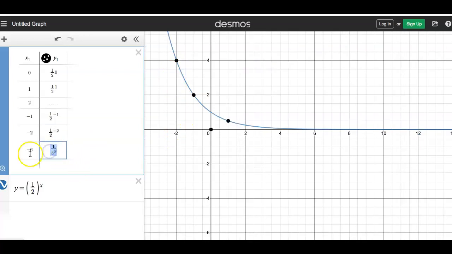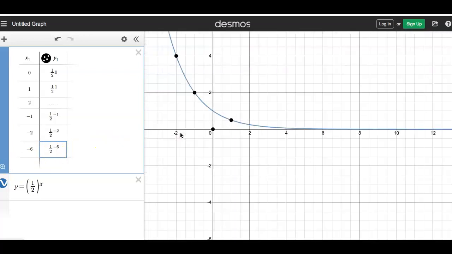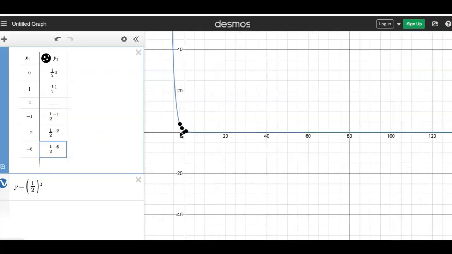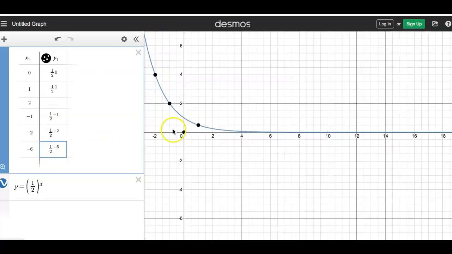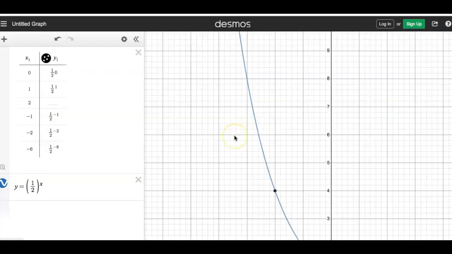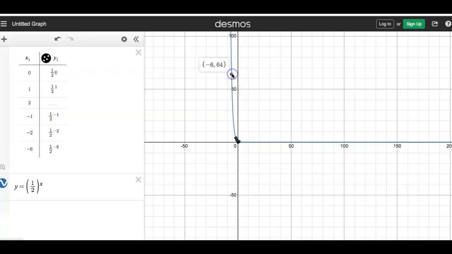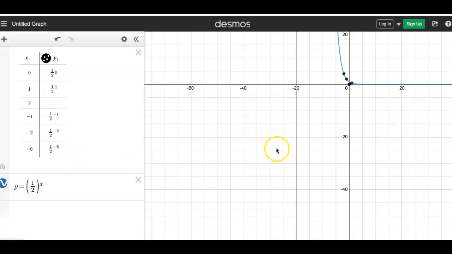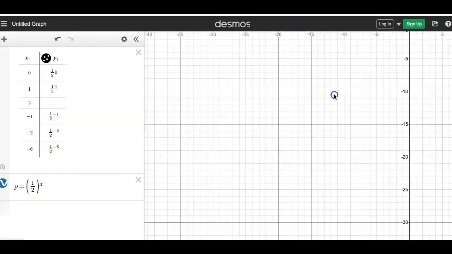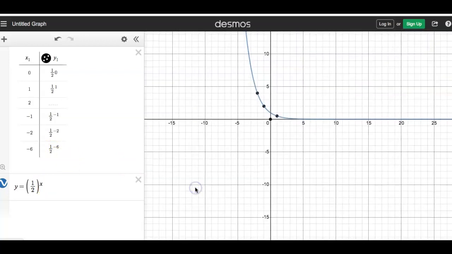And this would be 1/2 to the power of -6. That's going to be like 64, I believe. Okay, so if I go to -6, I'd have to go all the way up to 64. Right there. That's the point, -6, 64. So when you have a fraction as your base, then it flips it over. We would say this is a decaying function.